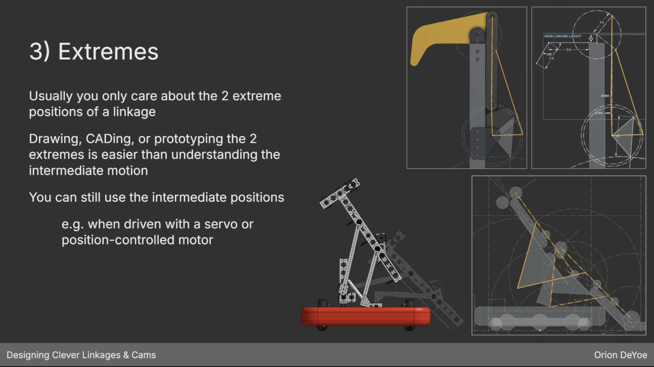Generally speaking, when you're talking about early season CAD and you're doing sketches, designing for the extremes looks like just drawing the linkage in two different positions, the fully extended and the fully retracted position, for example, and ignoring the motion in between. Even if you don't explicitly design that intermediate motion, you could still use that motion on your robot by doing position control with motors or whatever.